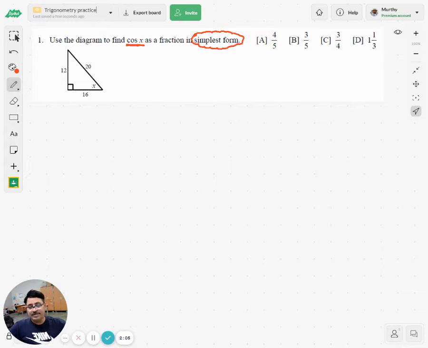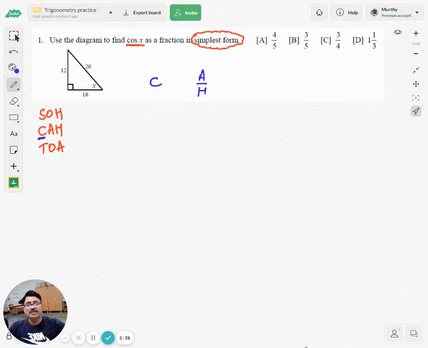So cos. Always you think of SOH CAH TOA. This is SOH CAH TOA, right? Therefore, I have to find cos. So I have to take the starting one, which is C, right? Therefore, it is CAH. So it is cos.